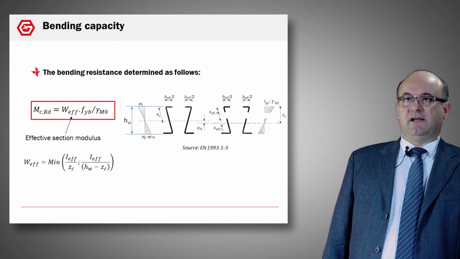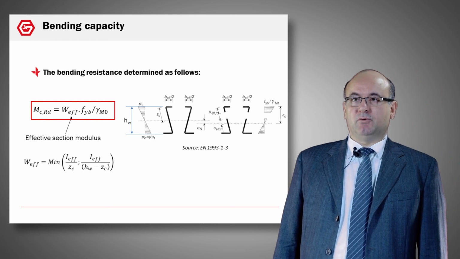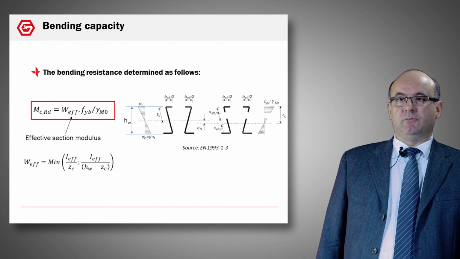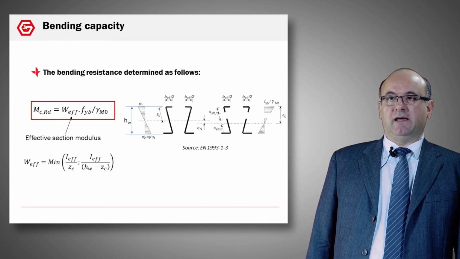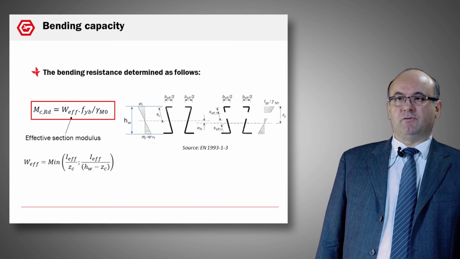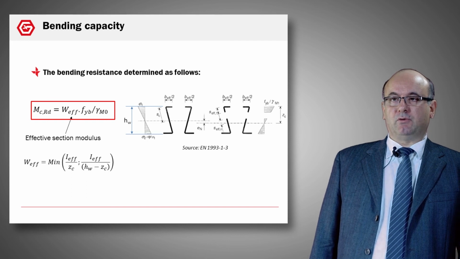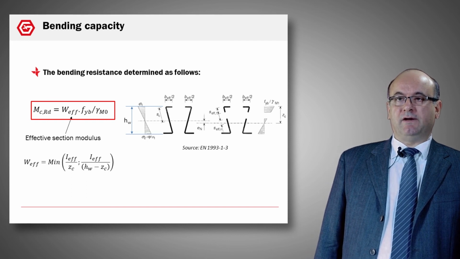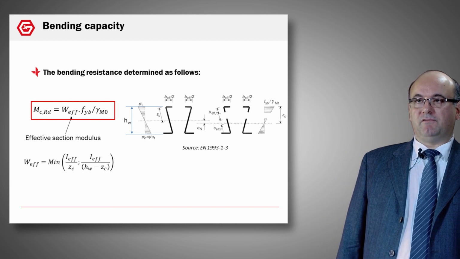Okay, after all this calculation, we arrive at the interesting point, that is the bending capacity of a profile. So now we know W effective, that is the effective section modulus. We multiply this value by FYB, that is the yield strength of the material, and we divide it by gamma M0, that is the safety factor of the system. And finally, we obtain MCRD, that is the resistance moment of the profile.